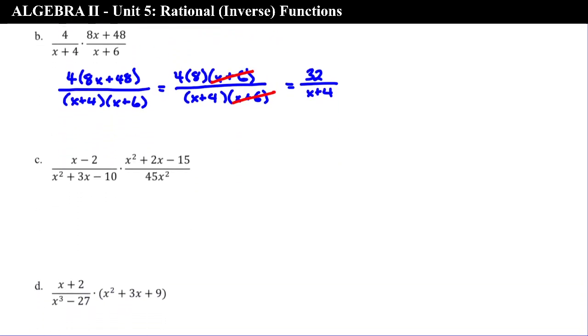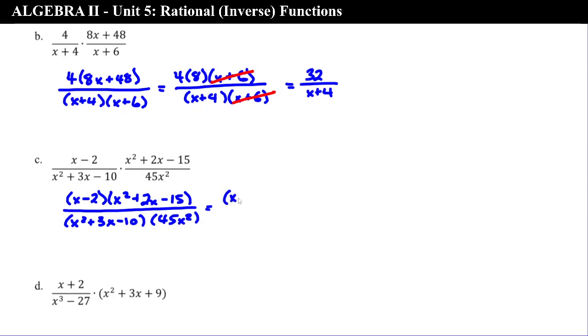On to C. We're going to multiply x minus 2 and this trinomial. And then on the bottom, we're multiplying this trinomial with 45x squared.